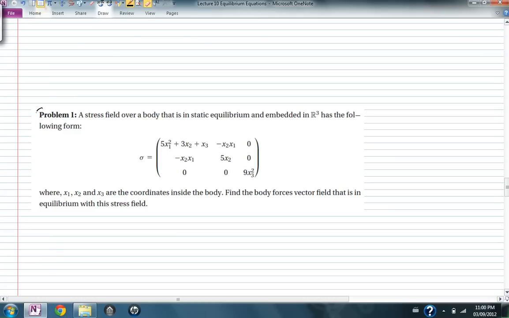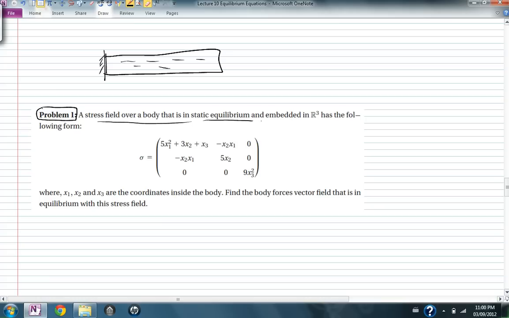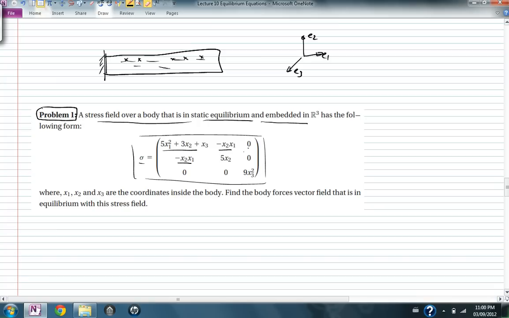In the first problem, it's just a direct application of the equations of equilibrium. I have an object, and I know that this object is in static equilibrium, and this object is embedded in R3. And the stress at every point inside the object is given by this matrix. Sigma 1,1 is equal to this, sigma 1,2 is equal to this, sigma 2,1 is equal to this, and so on. So we have the 6 components of the stresses.